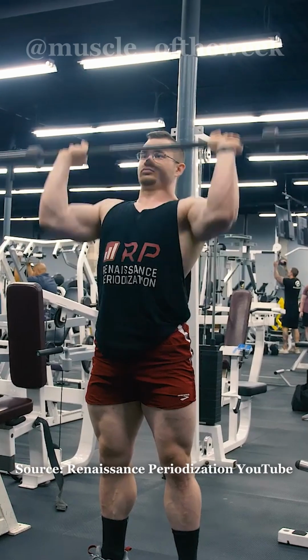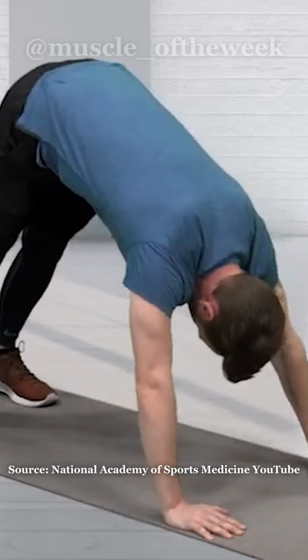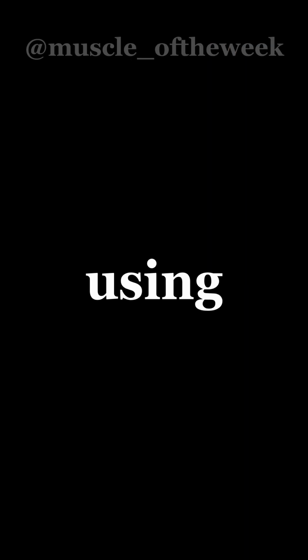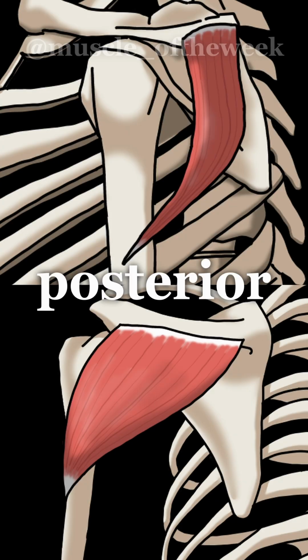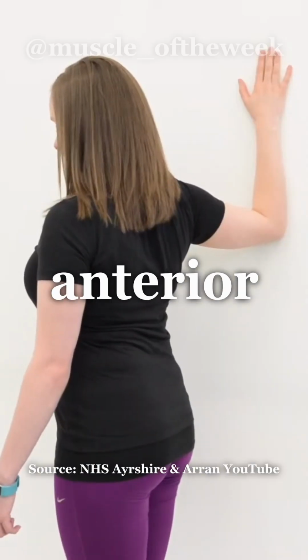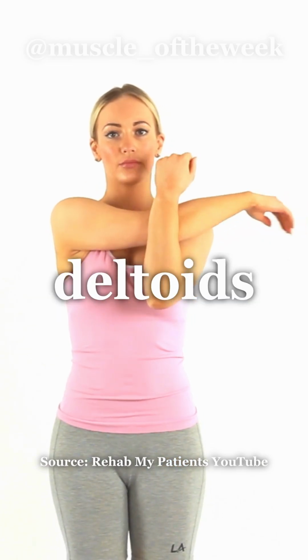The anterior deltoid helps with shoulder flexion and can be strengthened with shoulder presses, front raises, and pike push-ups. The lateral deltoid is responsible for shoulder abduction and can be targeted with lateral raises using free weights or cables. The posterior deltoid assists in shoulder extension and can be strengthened with reverse flies, bent over lateral raises, and face pulls. You can stretch your anterior deltoid as shown, and lateral and posterior deltoids as shown.